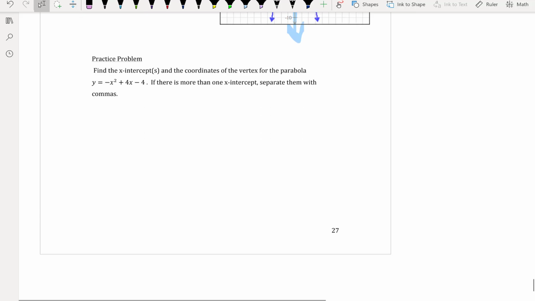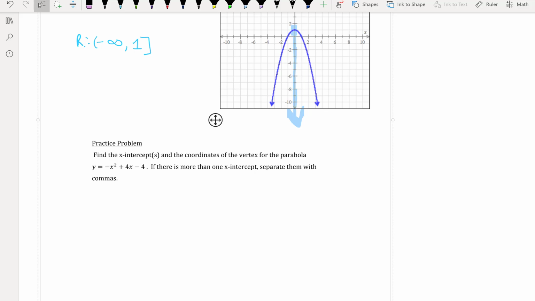So for the last practice problem, it says find the x-intercepts and the coordinates of the vertex for the parabola. If there is more than one x-intercept, separate them with commas. So I think the first thing I want to do is find the vertex. And I know to find the vertex, at least the h value, I'm going to use that negative b over 2a. So here it looks like my a value is equal to -1, my b value is equal to 4, and my c value is equal to -4.